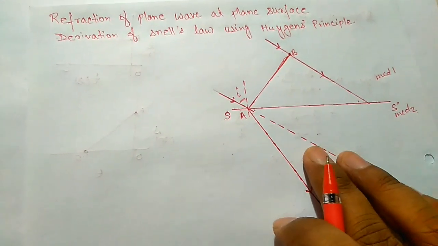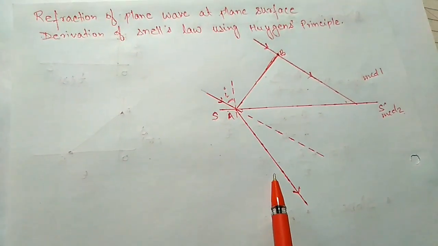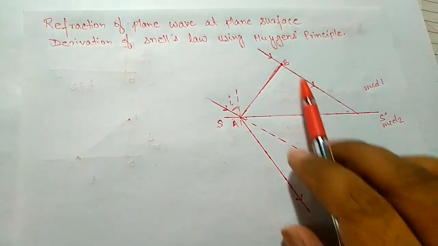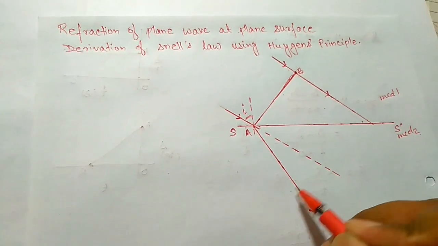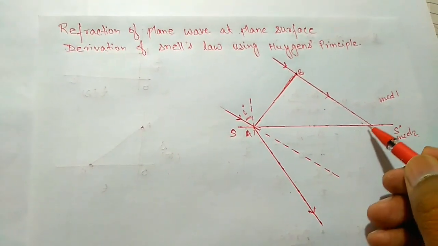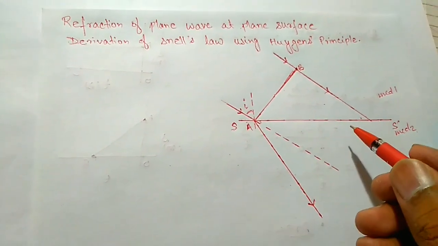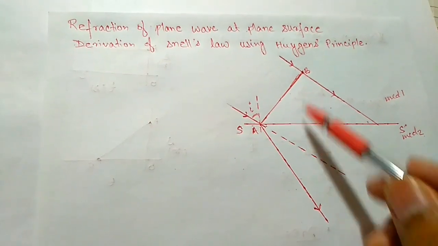Now what do we have to find? This is the incident wavefront. We have to find the refracted wavefront. What we will do: the distance traveled in time t here and the distance traveled in time t here. So we will take an arc here and join the arc with that. That will be the refracted wavefront. We have to prove that this will be the common tangent for all the refracted wavefronts.